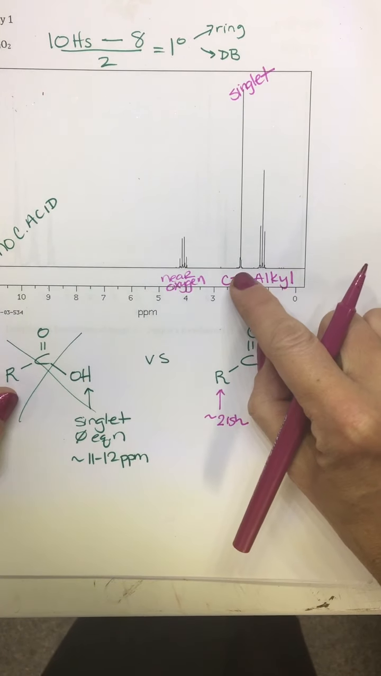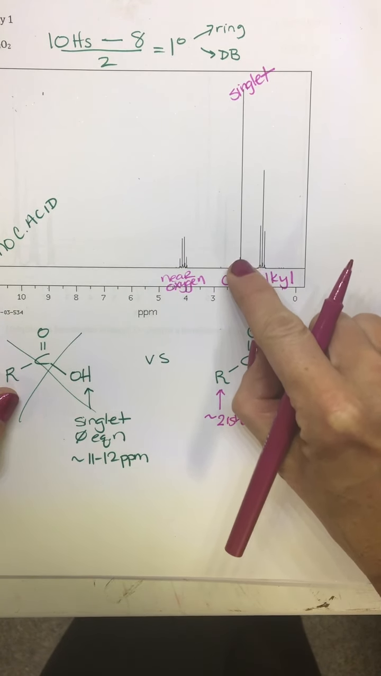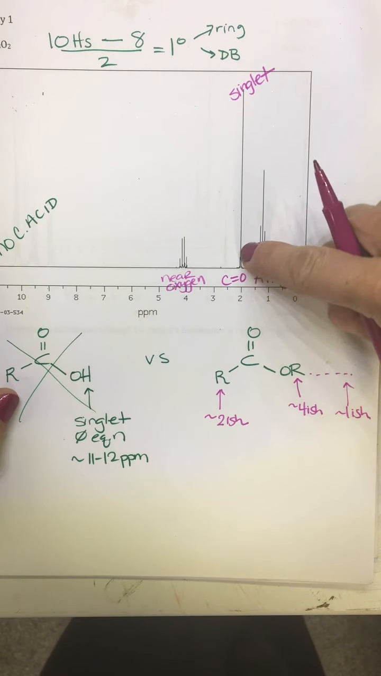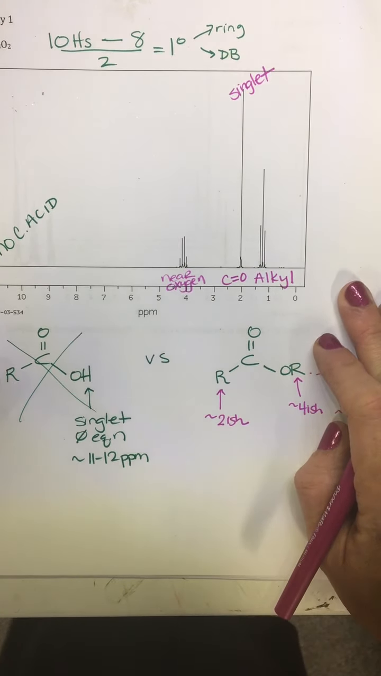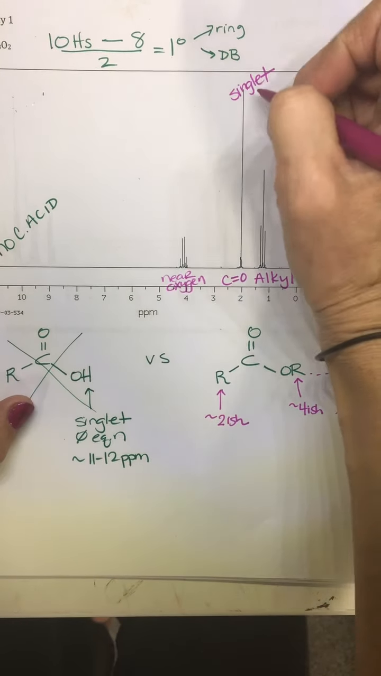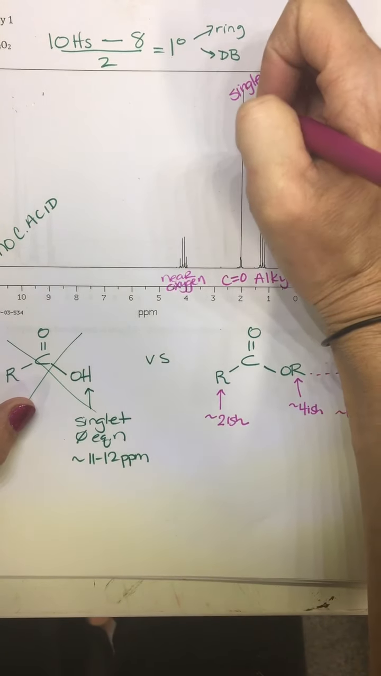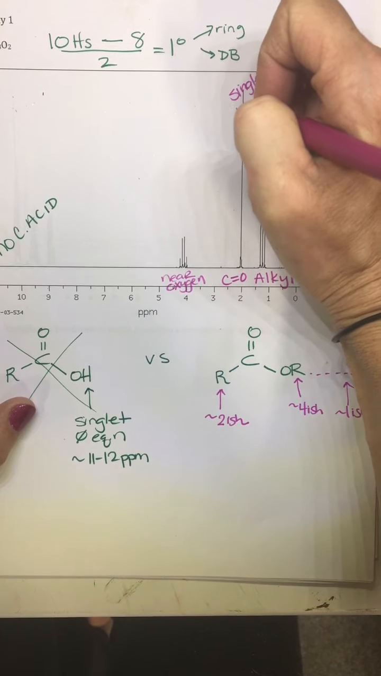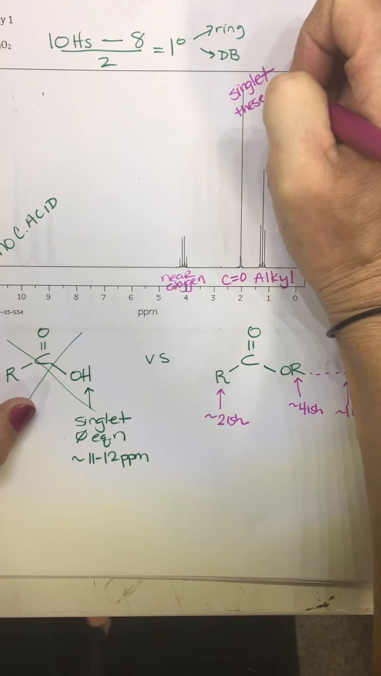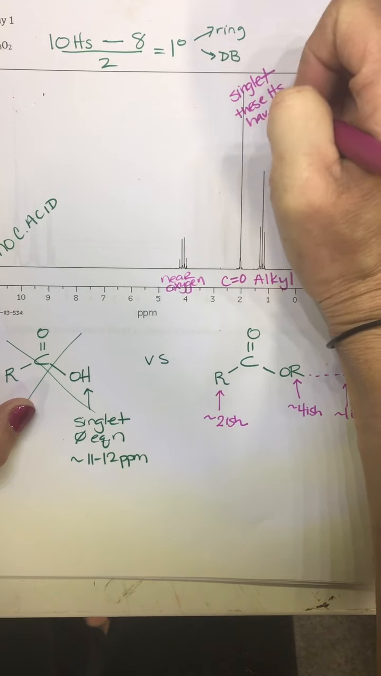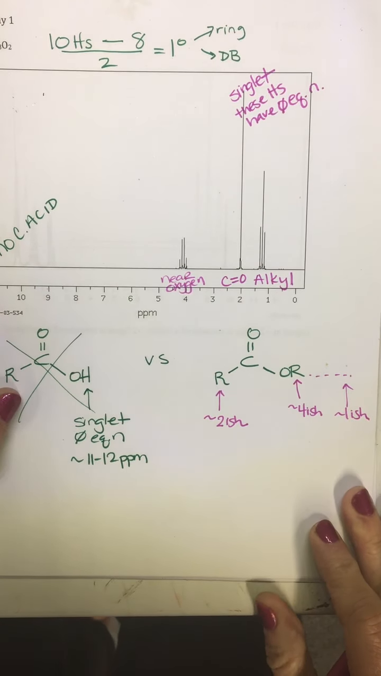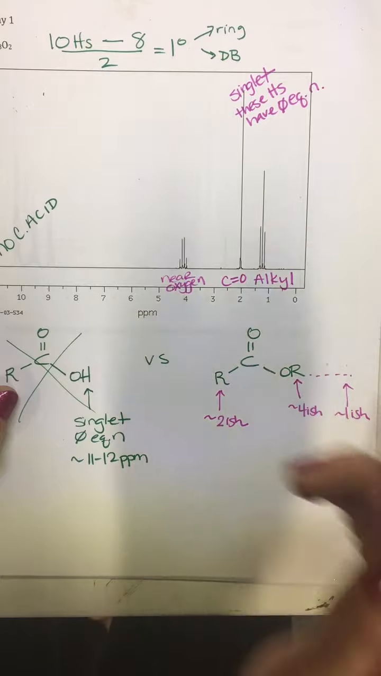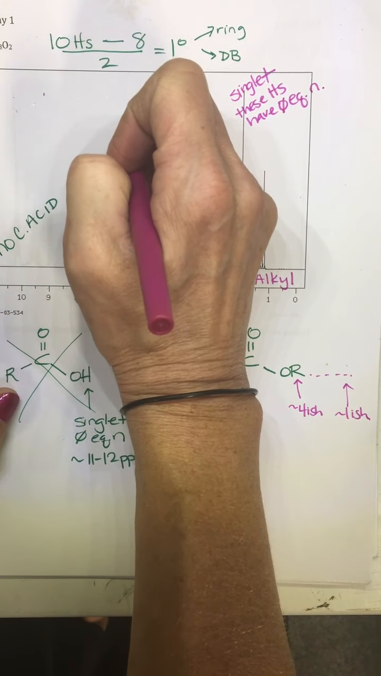So, well, kind of tall. It looks a little bit smaller there, okay? So sometimes the computer will draw that up a little bit longer, so we can't always trust the height of these. But again, it's a singlet, so that means these hydrogens have 0 equivalent neighbors.